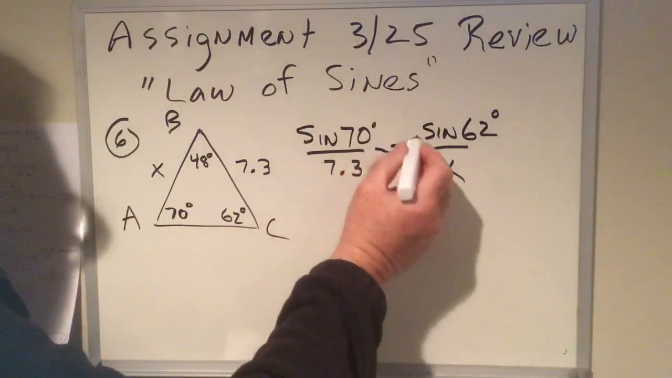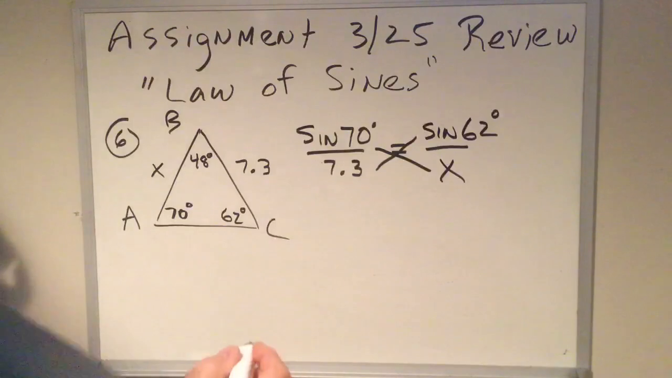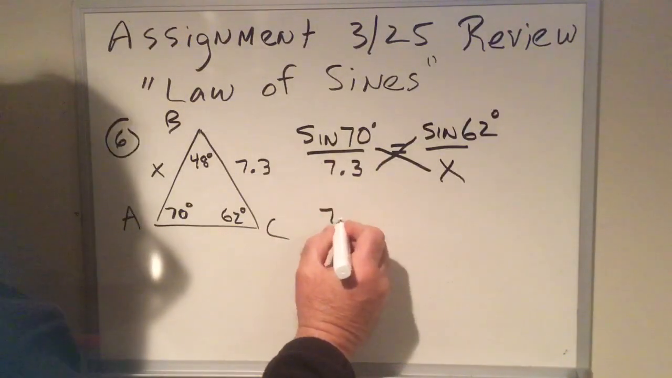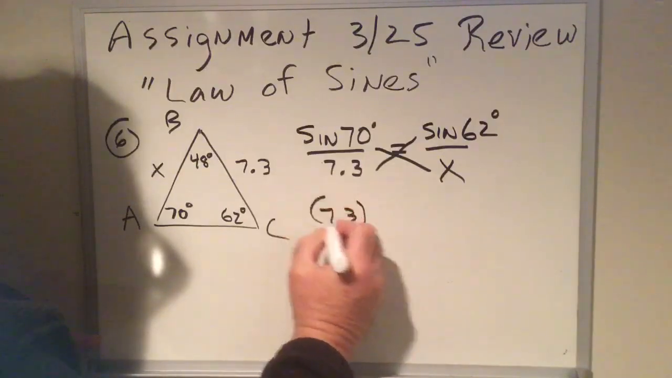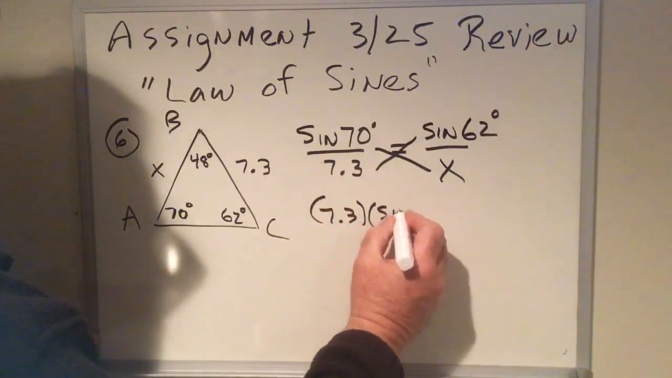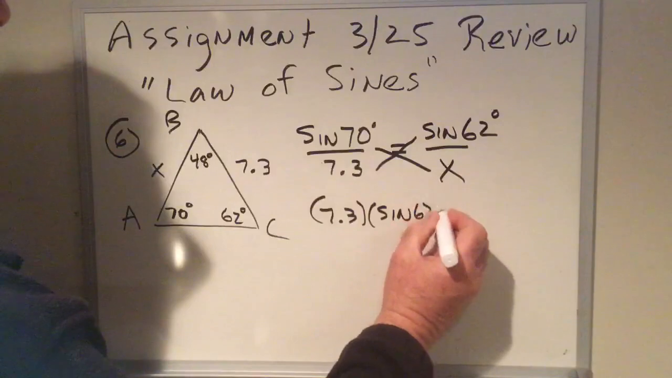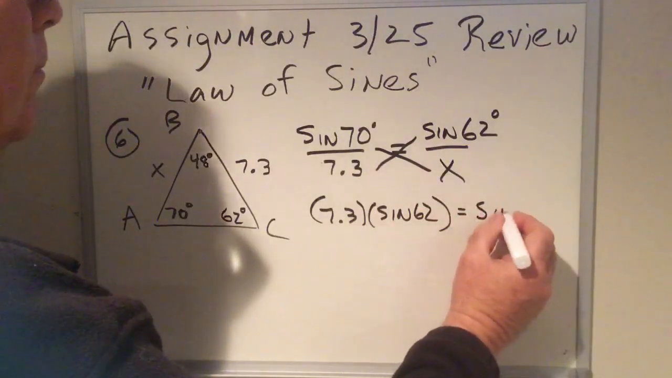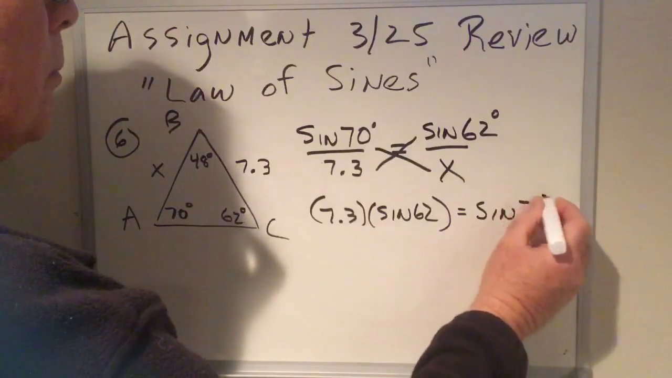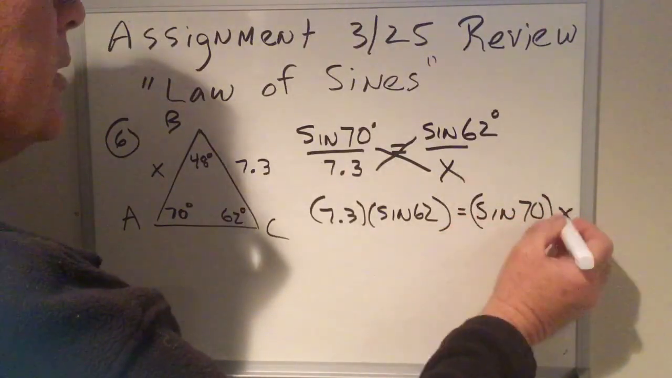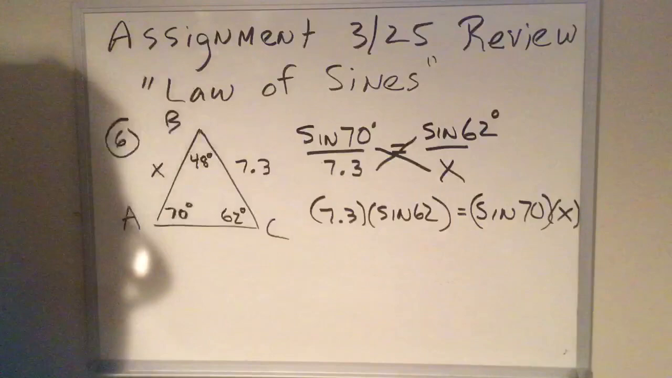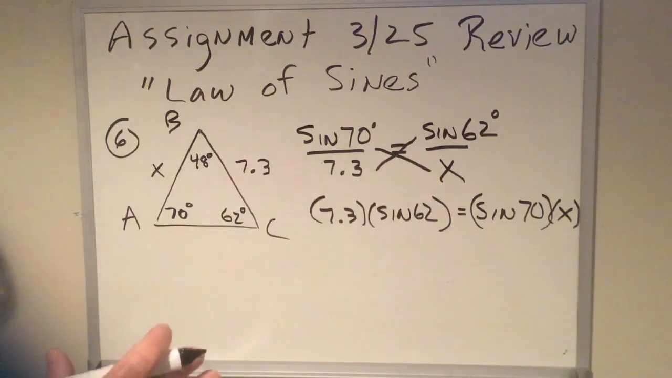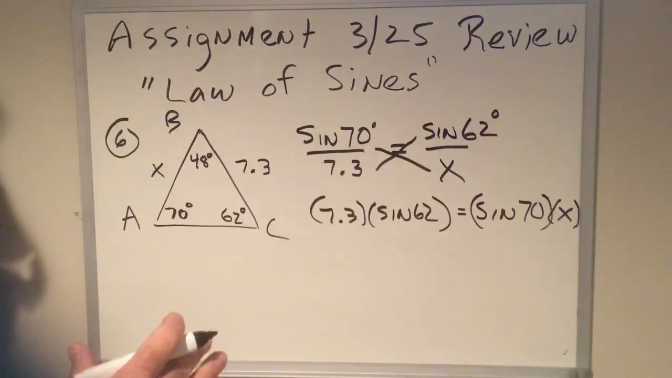So we cross multiply, everybody. When you cross multiply, you're going to have 7.3 times the sine of 62, equaling sine 70 times x. There's your equation after you cross multiply. I haven't done much other than rewrite it as a cross multiplication.